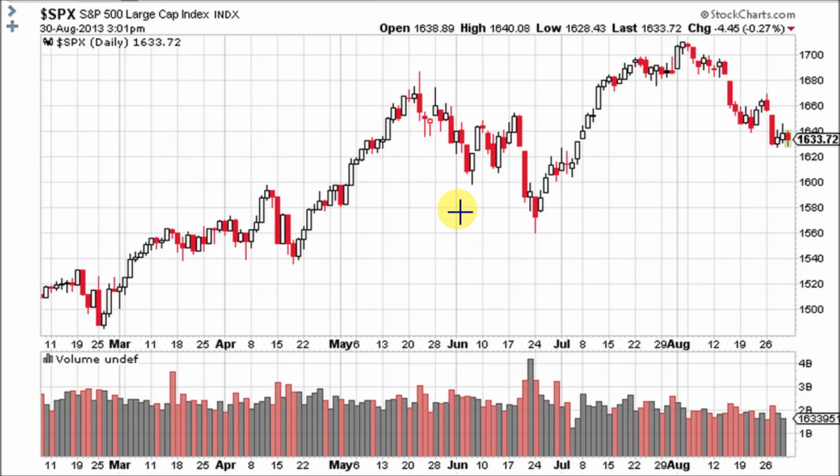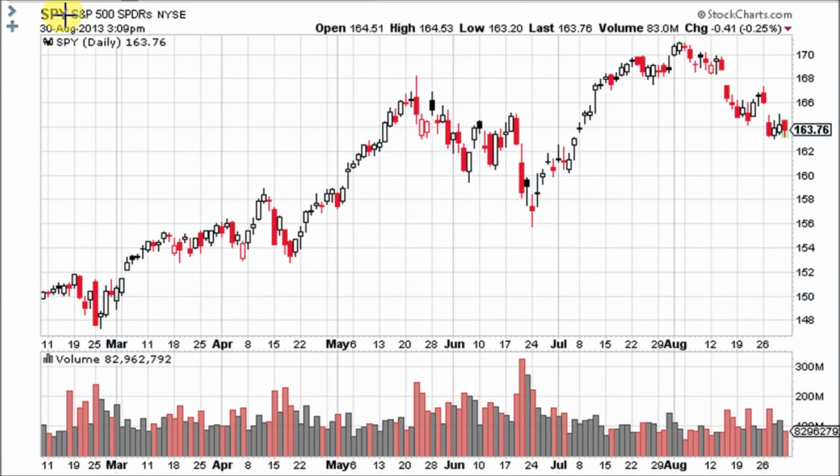Now, the other type of gap I would like to cover has to do with the indexes like the S&P 500, the Dow Jones Industrial Average, and the NASDAQ Composite Index. Now, you can't trade the S&P 500 because it's made up of 500 different companies, but you can trade the ETF like the SPY, which is the Spider for the S&P 500.